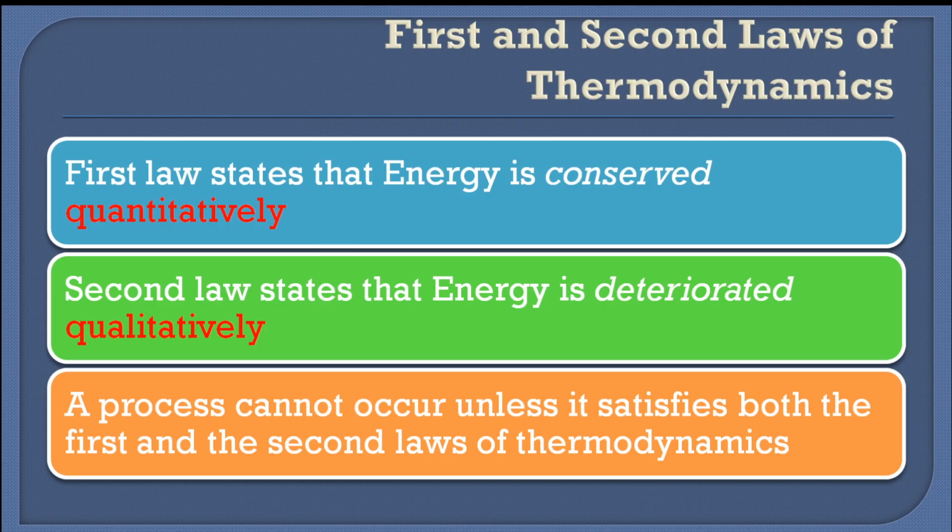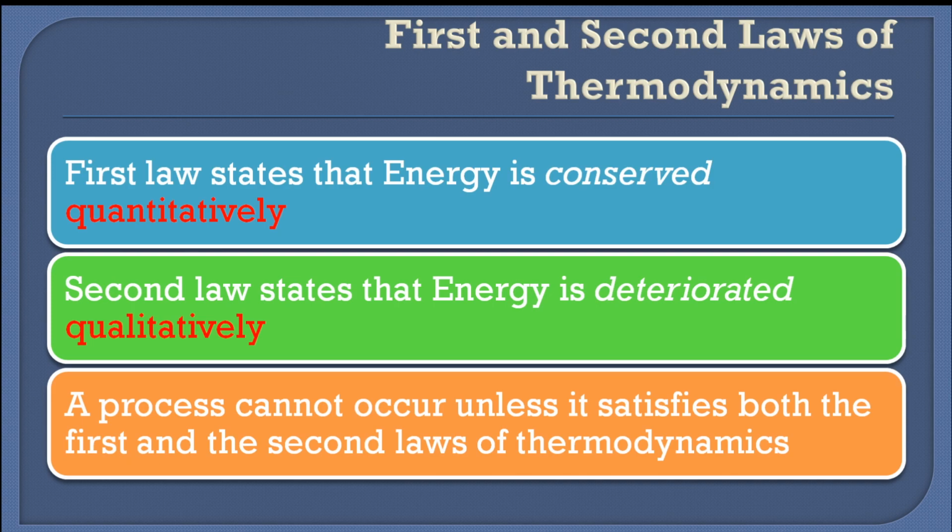When coming to the difference between the first and second law, we know that the first law states that energy is conserved quantitatively. The quantity of the energy remains constant, but it can be transformed from one form to another. That is one way of stating the first law of thermodynamics. Now coming to the second law, it states that qualitatively, whenever energy transformation takes place from one form to another, energy is continuously deteriorated in quality. Quality of the energy is continuously degraded.